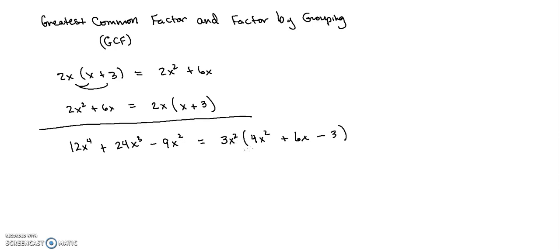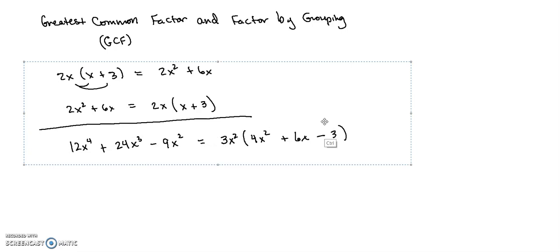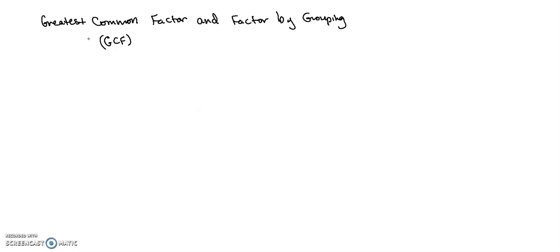Okay, so that's the basic idea there. And if you're ever unsure, you can always distribute again and make sure that you get back to where you started. So that's the basic idea for GCF. All right, now let's talk about factor by grouping. Factor by grouping is really just another version of GCF.